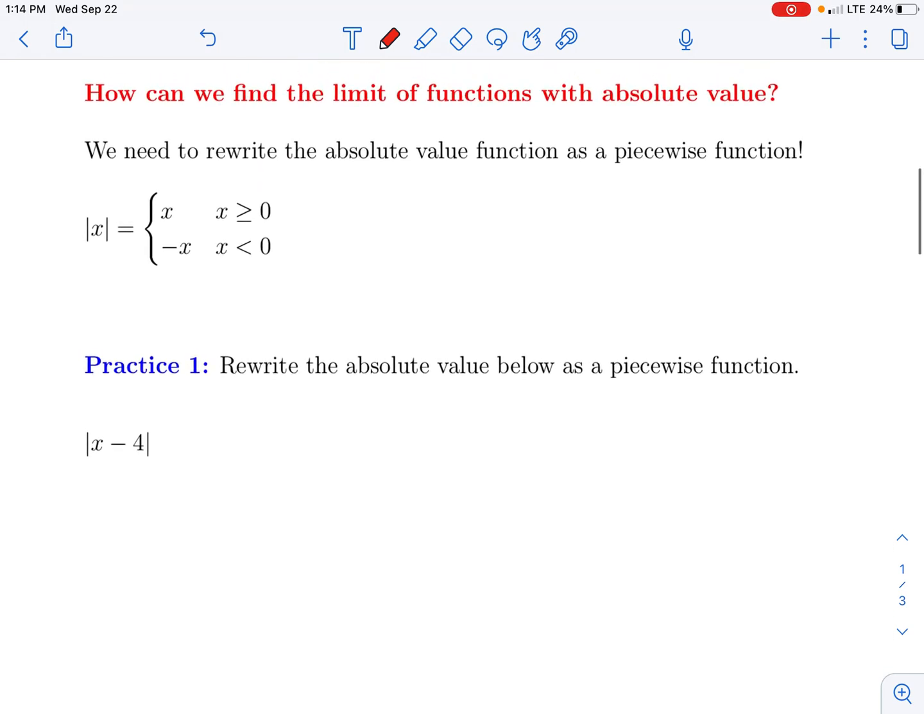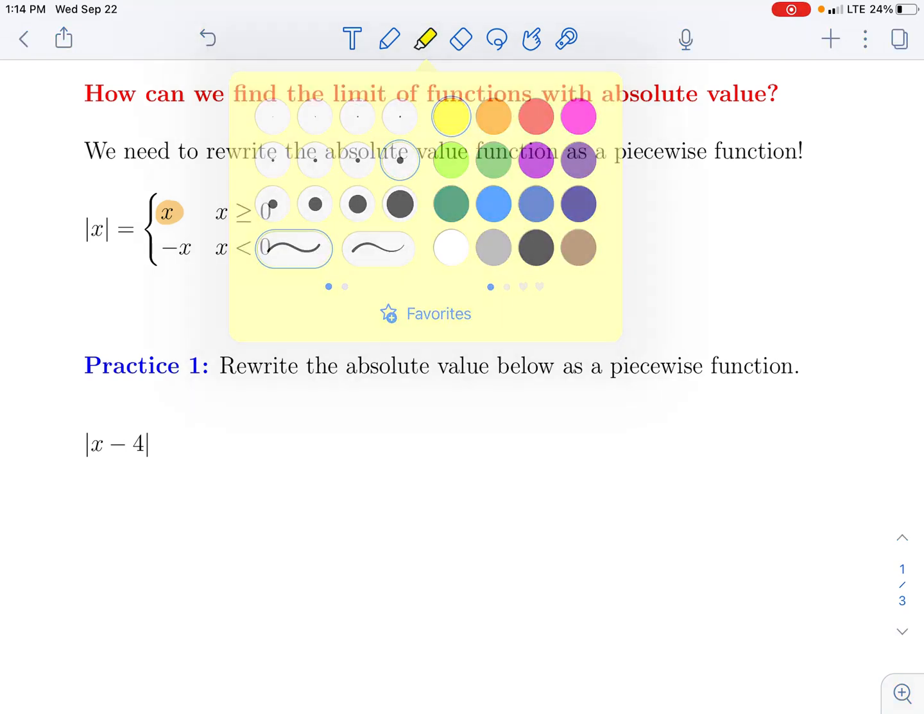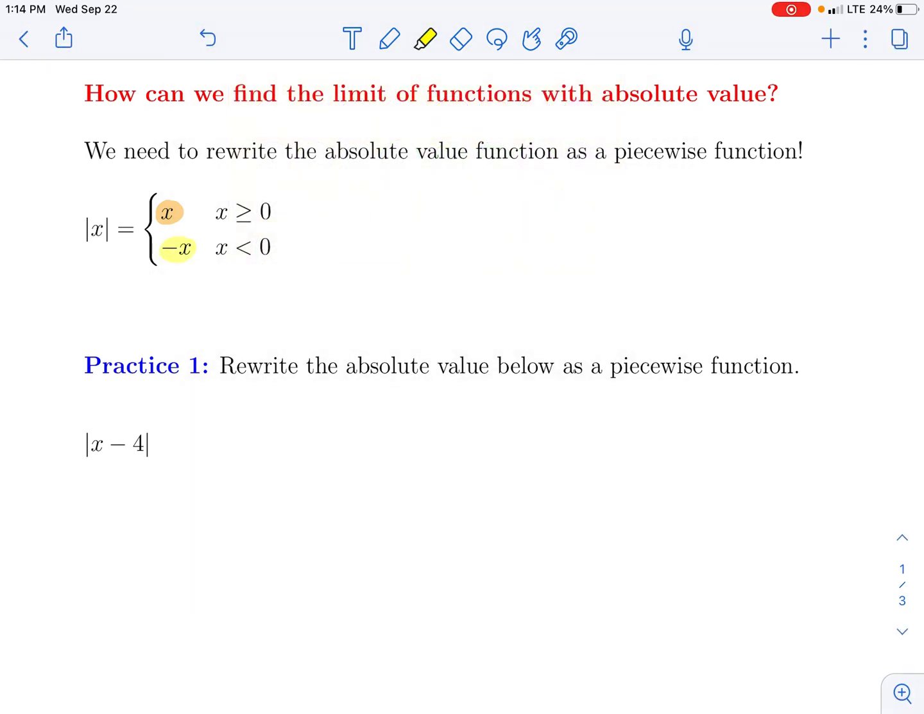So here I'm saying that for the general form, you can define the absolute value function as a piecewise function where the absolute value of x is equal to x when x is greater than or equal to 0, and negative x when x is less than 0. So basically what this is saying is that whenever x is positive, whatever my input is, my output is the same, and whenever x is negative, then I need to multiply that by a negative to get my output.